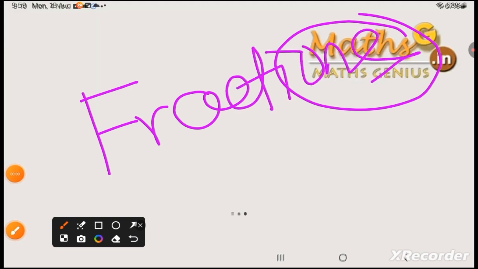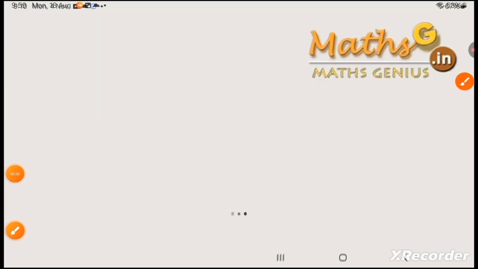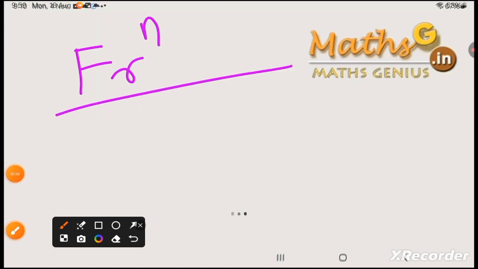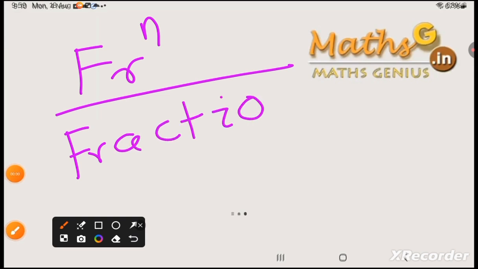So what exactly are fractions? How do we write it? What are its different parts? And what are the different types? To start with, in short I can write this, the full spelling is FRACTION. So when we are pronouncing it, we are pronouncing it as fraction.